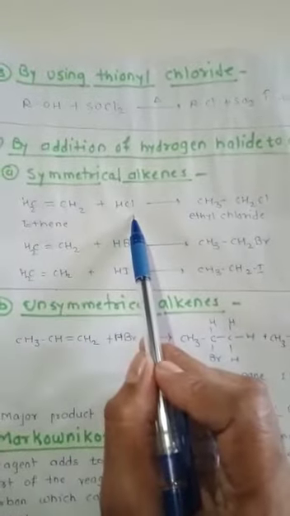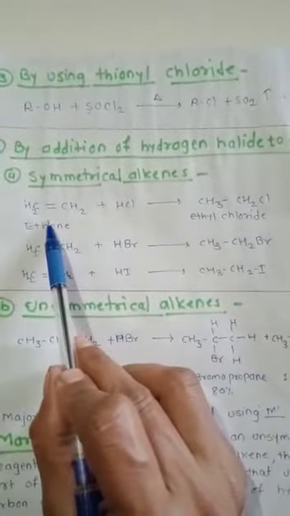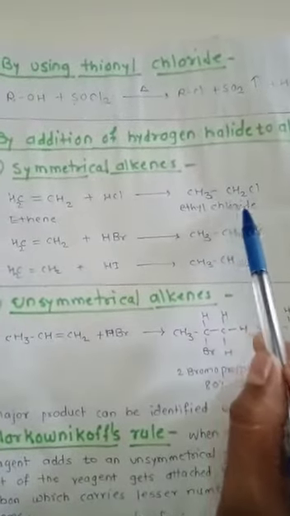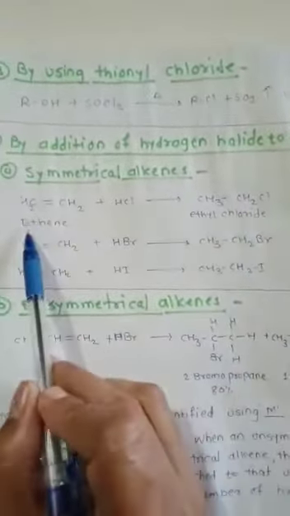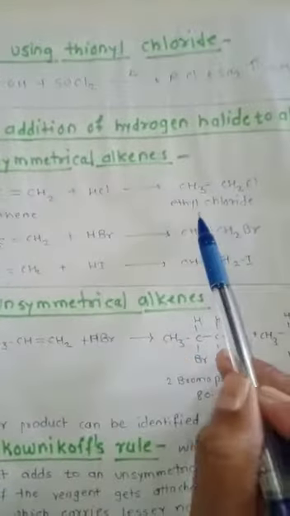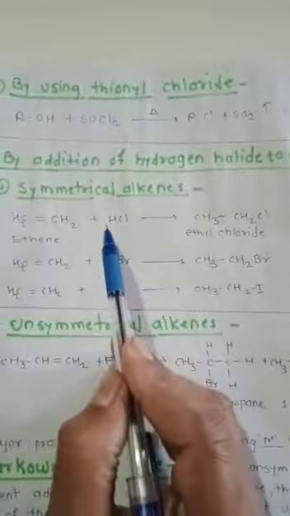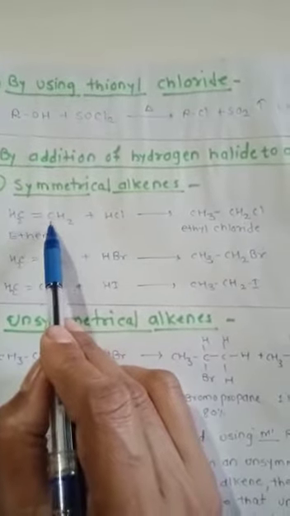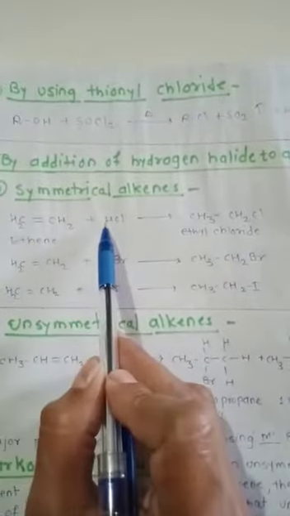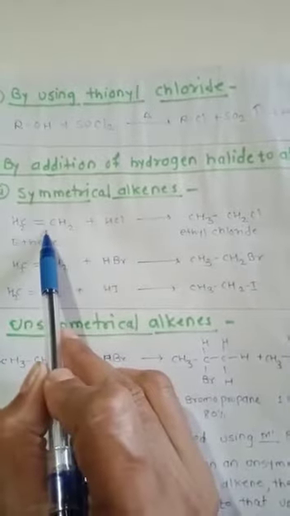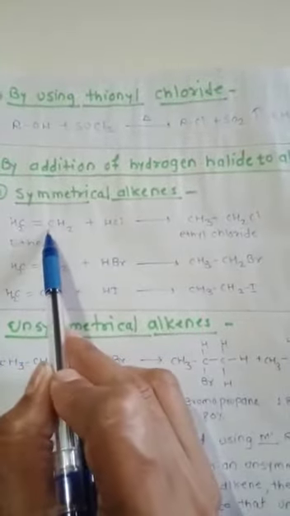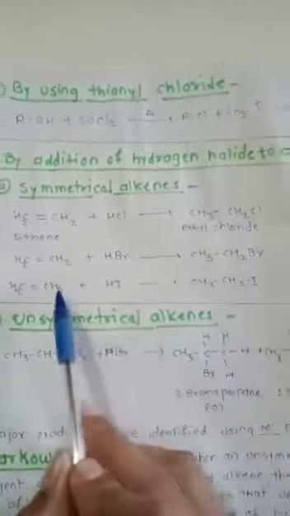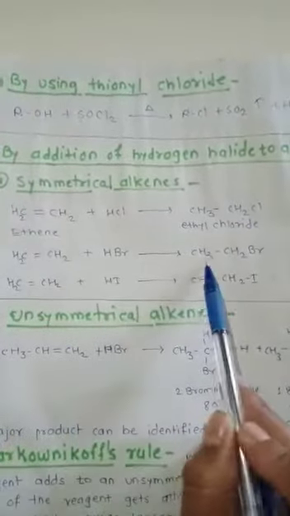When we add hydrogen acid into symmetrical alkene we get simply one product. See here, in ethene when we add HCl we get ethyl chloride. Hydrogen adds here and chlorine adds into this carbon. In this example, due to symmetry hydrogen may add to this carbon or this carbon, and chlorine also adds to any one of these carbons, and hence the product obtained is ethyl chloride. See here, when we add HBr the product is ethyl bromide and same, ethyl iodide.